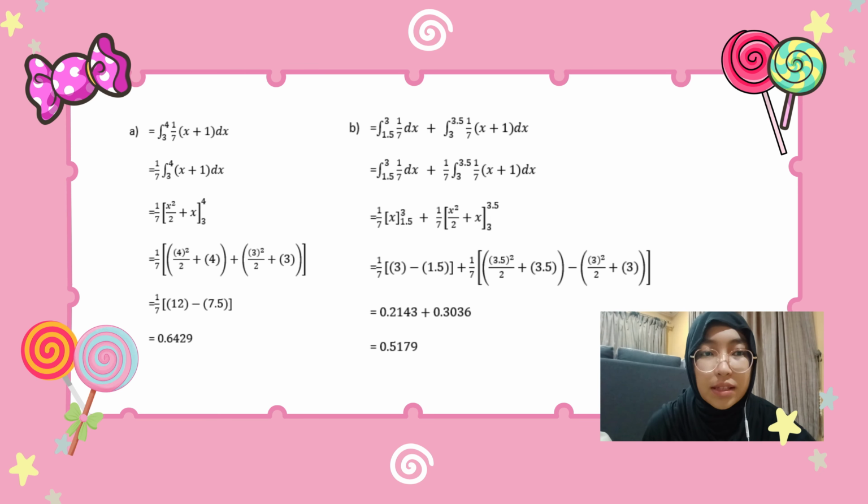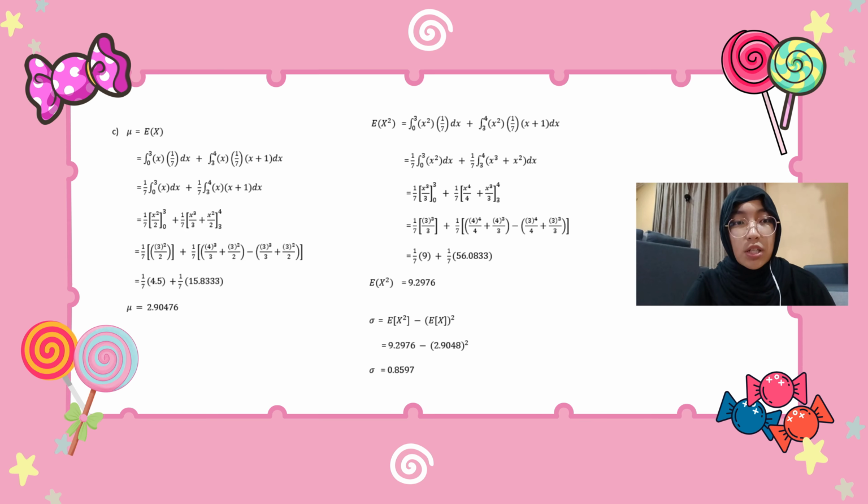For the second integral, we integrate x plus 1, which gives x squared over 2 plus x. Next, we substitute the upper and lower limits into the equation. When we evaluate at x equal to 3.5 we get 0.3036 and at x equal to 3 we get 0.2143. So the answer for question B is 0.5179.